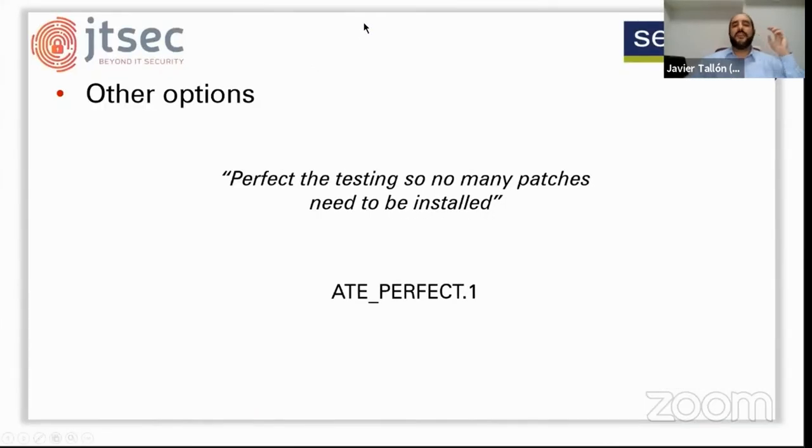This is just for the sake of completeness. Of course, another option that was suggested during the study period was to, instead of dealing with patches, perfect the testing so products come out of the labs without any defects. This is what we call ATE perfect.1, but we feel that this will be too difficult for everyone. So I will let Sebastian explain to all of you what we have done until now.